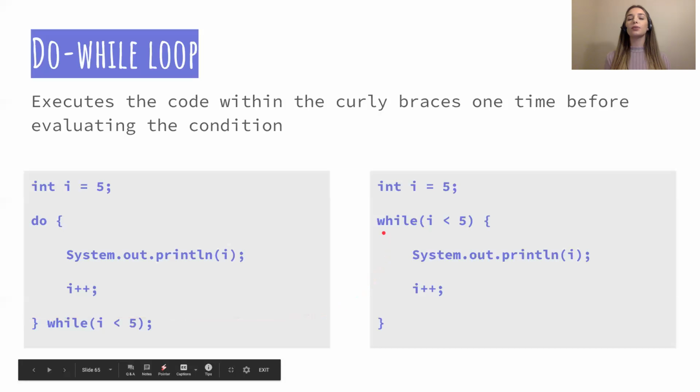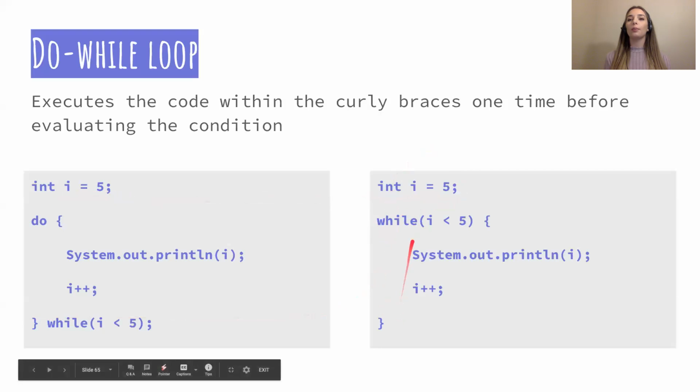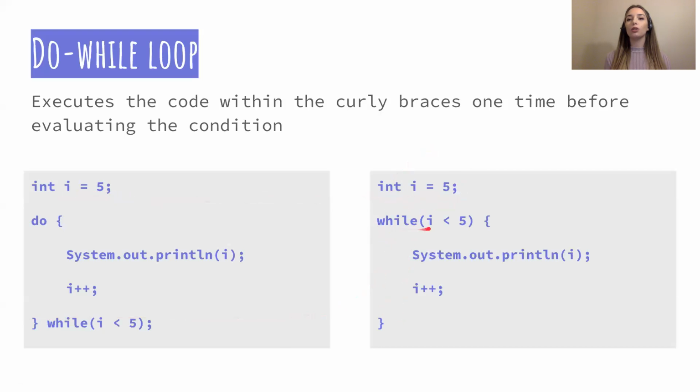Now, in contrast with the while loop, if we have int i equals 5, and we have int i equals 5 here as well, you'll see that on the while loop side, it won't run at all because at the very beginning of a while loop, we're going to check this condition and this condition ends up being false because 5 is not less than 5, so we won't run any of this code ever.